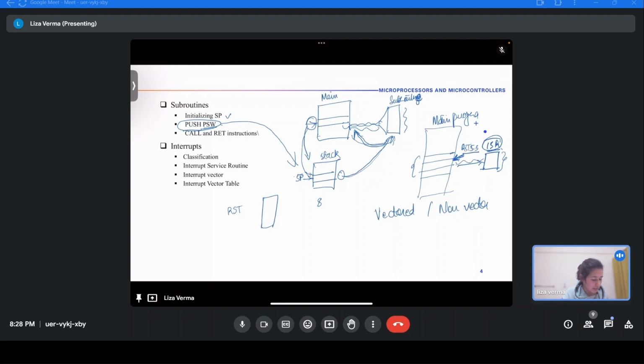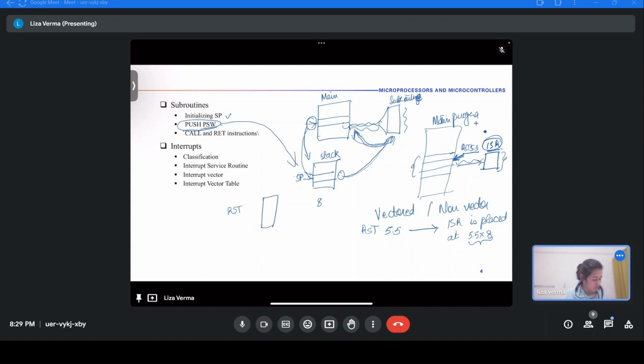So these names are also logical. They are not just some random numbers the designer wanted to name them. RST 5.5 is named so because its ISR is placed at 5.5 into 8. If you do this multiplication, you'll get the address of the first instruction of the ISR of this interrupt.